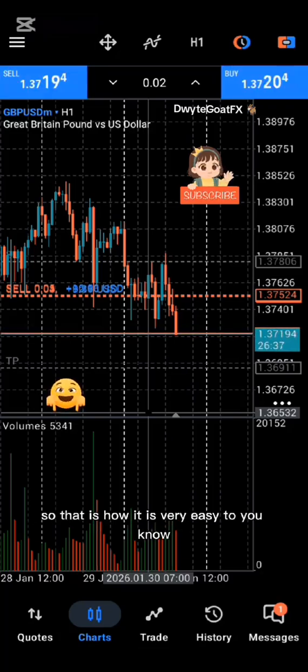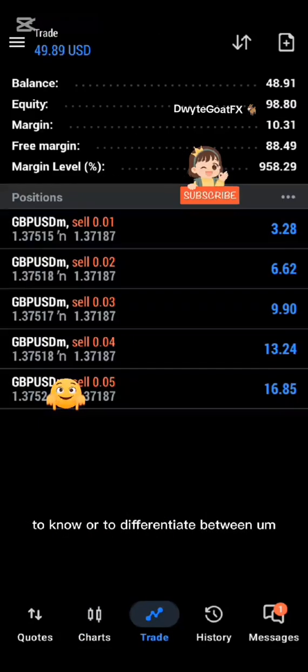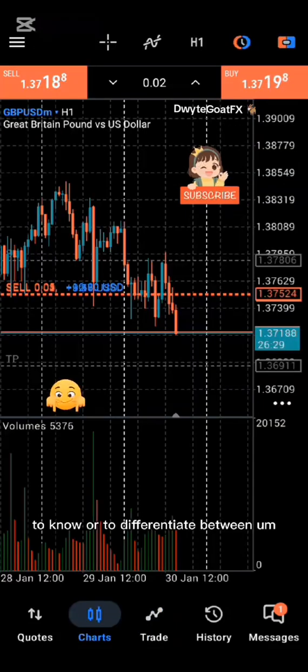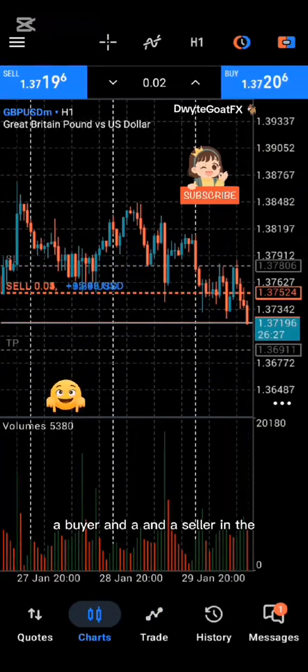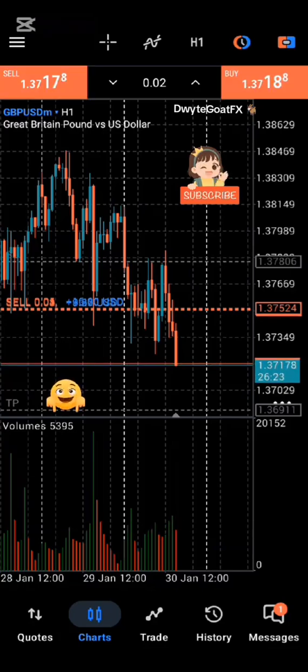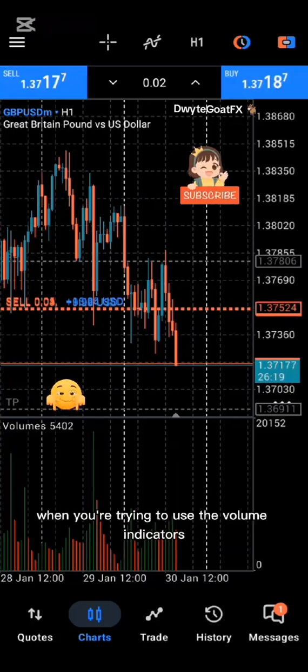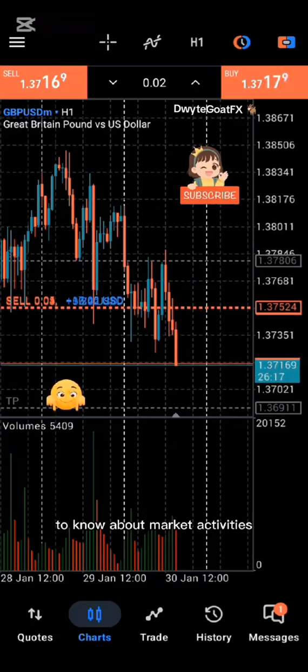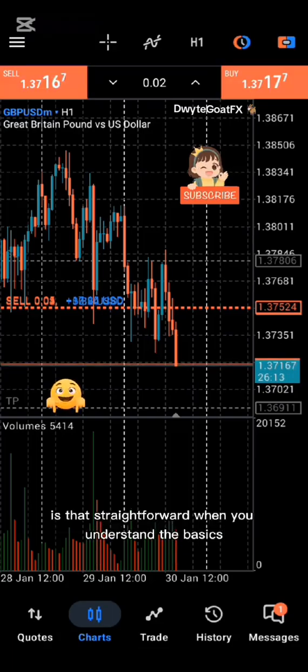So that is how it is very easy to know or to differentiate between a buyer and a seller in the market when you are trying to use the volume indicators to know about market activities. So trading is that straightforward when you understand the basics.